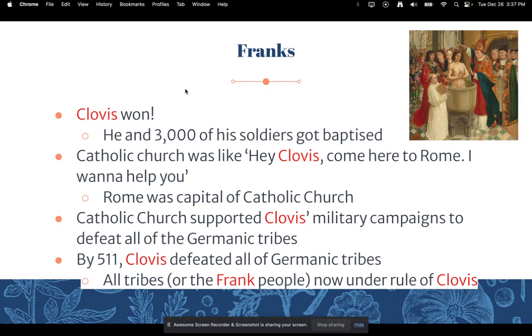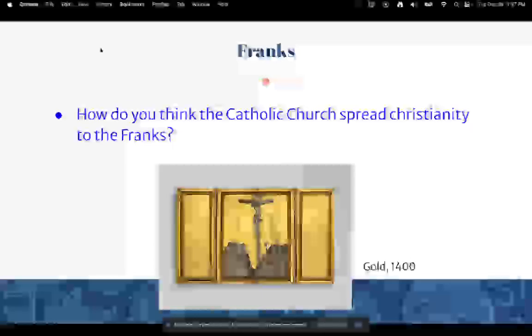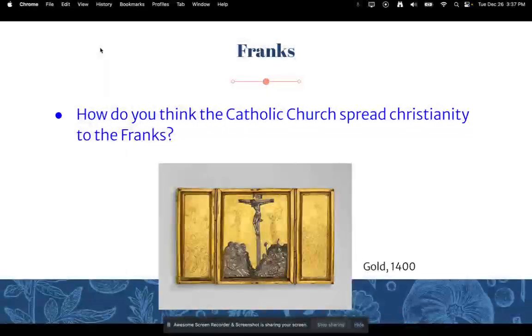So the Catholic Church decides to support Clovis's military campaigns to defeat all of the Germanic tribes that had been trying to invade Rome. And by 511, Clovis has defeated all the Germanic tribes, and all the tribes in what is modern day Germany and parts of France are now ruled under one king, Clovis, and they became known as the Frank people. So, how do you think the Catholic Church spread Christianity to the Franks?